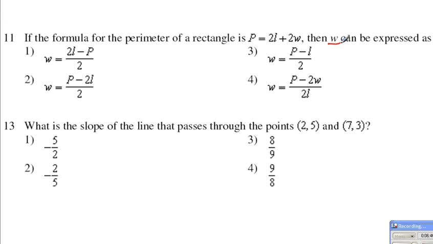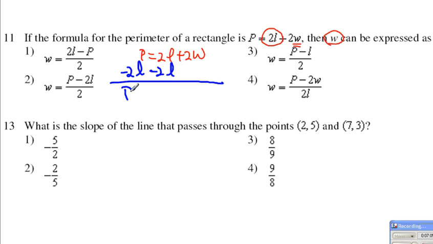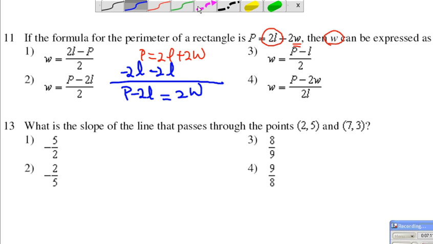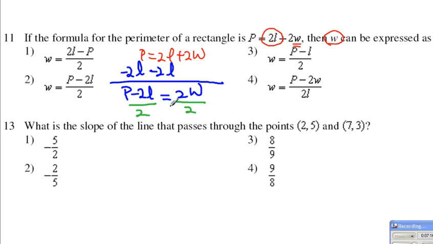Here, we are looking for w. W is right here. That means we need to get rid of this one first. So, p equals 2l plus 2w. First, we get rid of 2l by subtracting 2l from each side, and we end up getting p minus 2l equals 2w. Now we get rid of the 2 by dividing by 2. So therefore, w equals this one. Now, where is that? It is right over here, choice number 2.